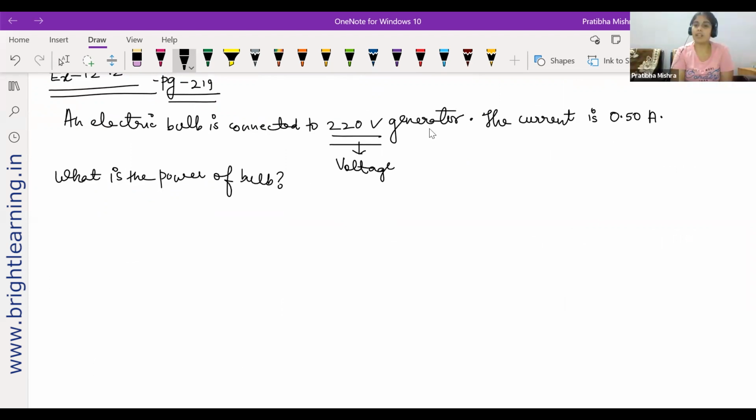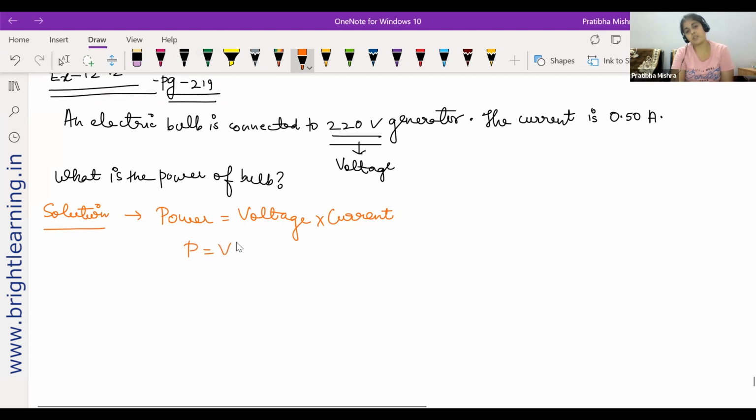So what is the formula? It is none other than V into I. Very good. Power is equal to voltage into current. Lovely. We will use that formula. Solution will be: power is equal to voltage into current. Very simple, very direct formula.